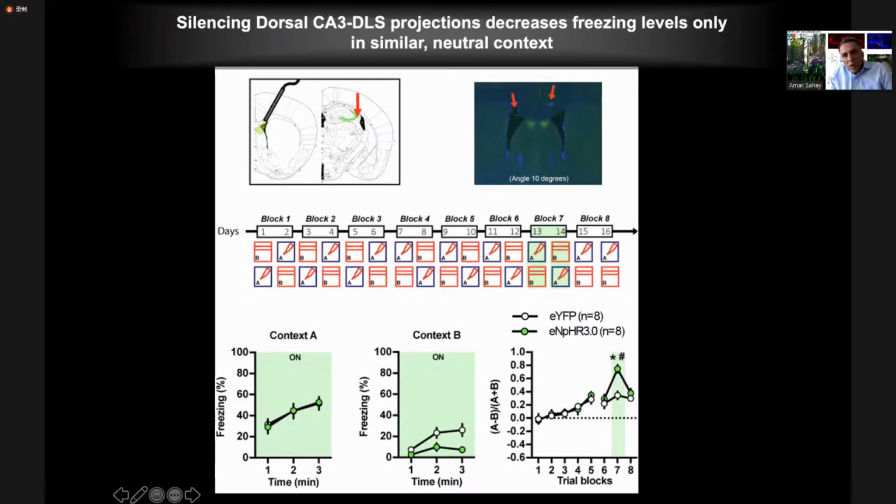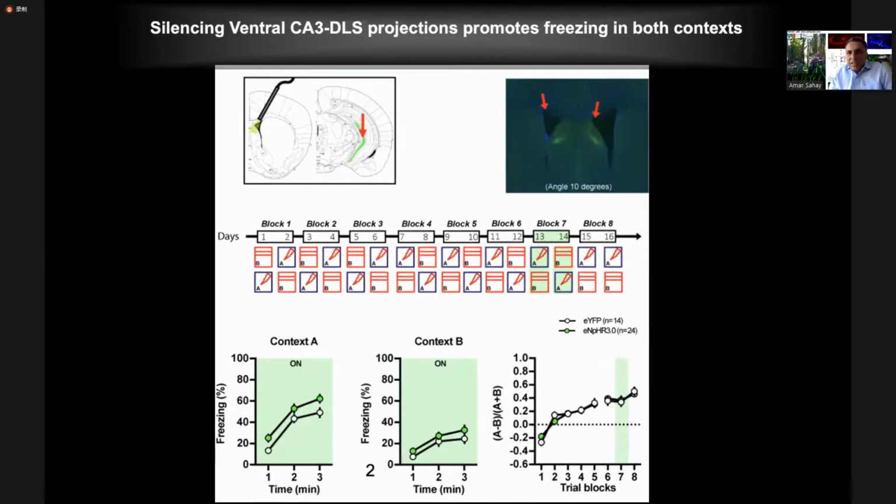In contrast, when Antoine silenced ventral CA3 projections to the DLS, in a separate group of mice, again using the same contextual fear discrimination learning paradigm, so once animals have reached a stable level of discrimination performance across several blocks, and then silenced ventral CA3 projections when the animals are placed in context A or context B, Antoine found that this resulted in elevation in freezing levels in both context A as well as in context B.